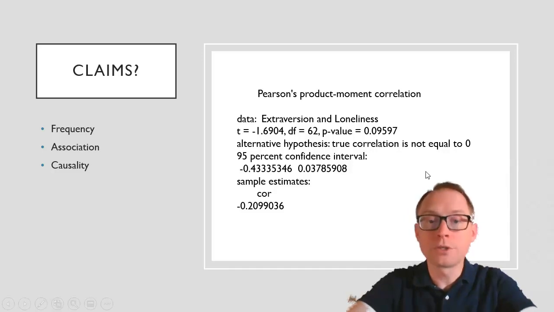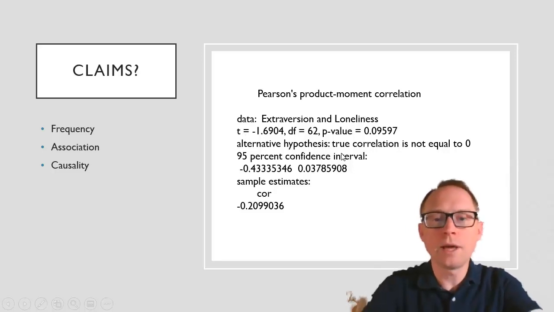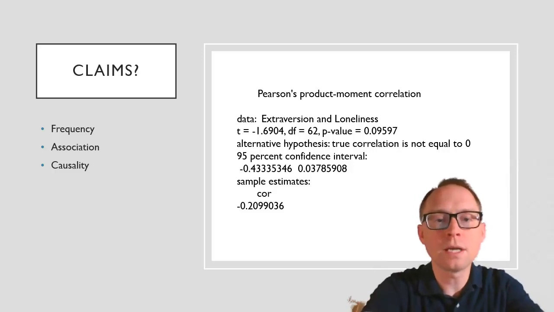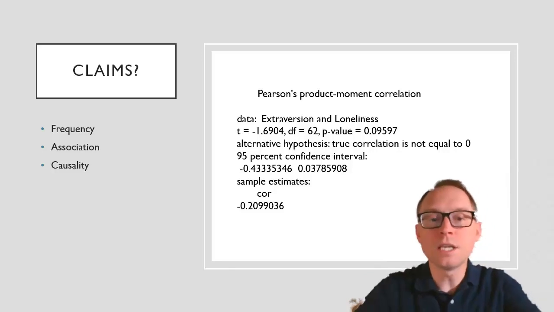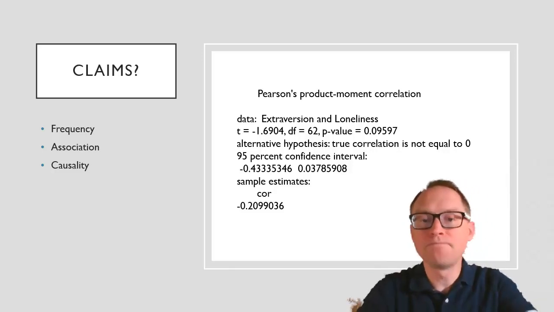This is a Pearson's R. But wait a minute, you say. It says T right there. It says t-test. So that's not a Pearson's R, because look, it says right here, it says T. It says T equals negative 1.69.